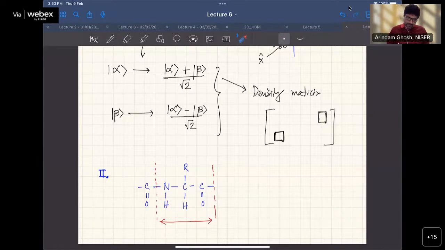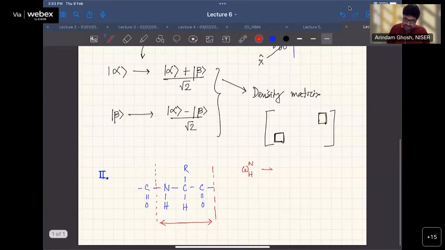So this particular proton has a frequency. Suppose this is some omega H or N, I can take, right? So when this is happening, the coherence will be going something like omega H N some T, right? And then you transfer this particular one to N, and after transferring, you wait another time.